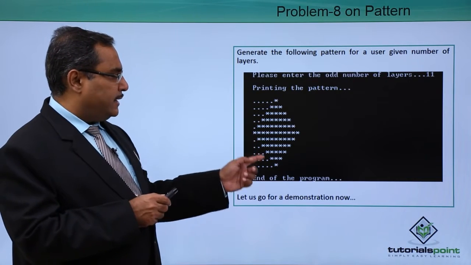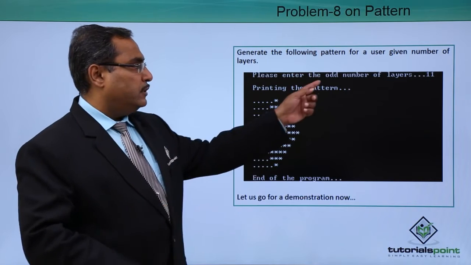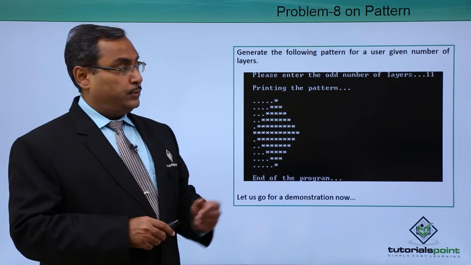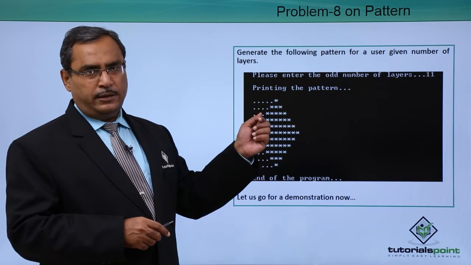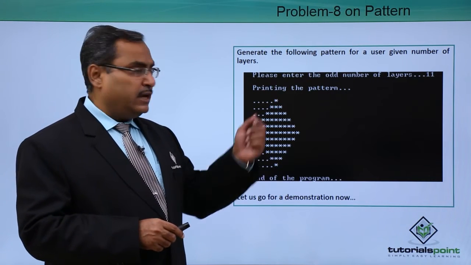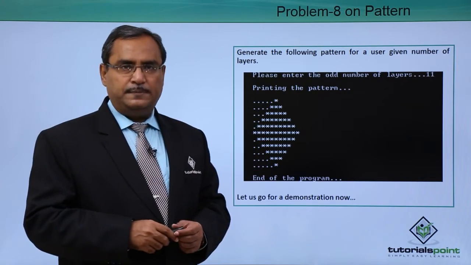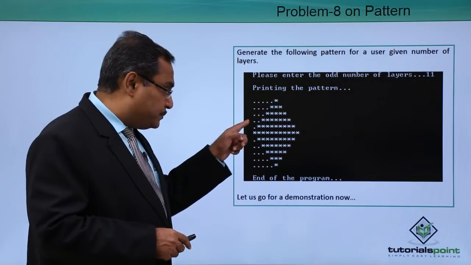So here in this case we have given the input as 11, and this pattern will be generated for the odd number of layers. So here 11 is an odd number, so that's why we have generated this pattern for an odd number of layers. If we give an even number of layers, in that case the pattern will not have the respective symmetry. See, this is the respective pattern.